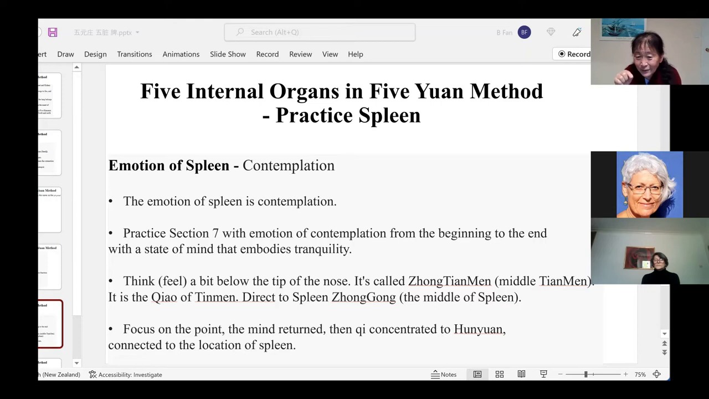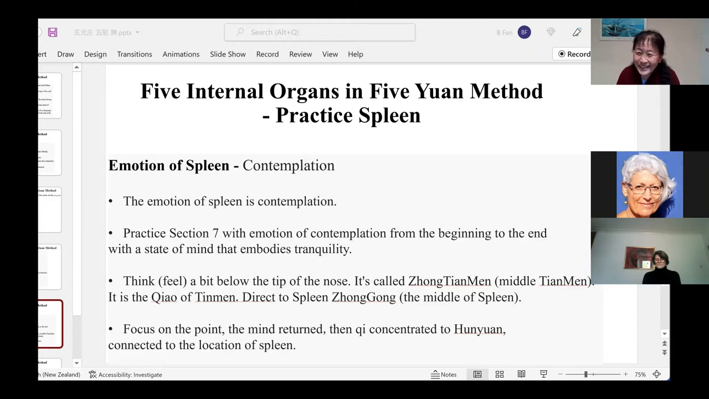So when we focus on Zhong Tianmen, the middle Tianmen, the qi gathers to the spleen, the middle palace, Zhong Gong, and connects to Huiyuan Qiao, because the position of Huiyuan Qiao is part of it. So it comes to Huiyuan Qiao, and the point works well.